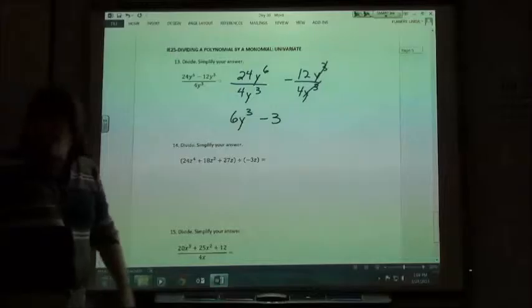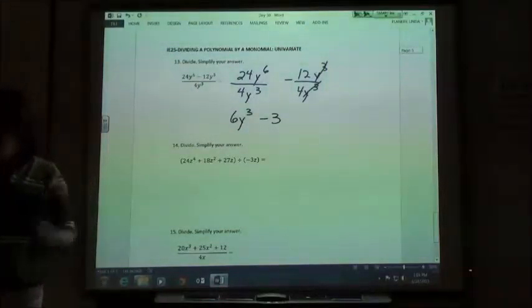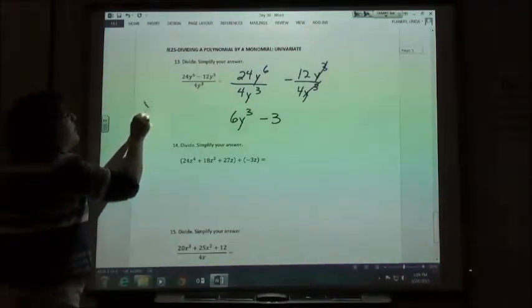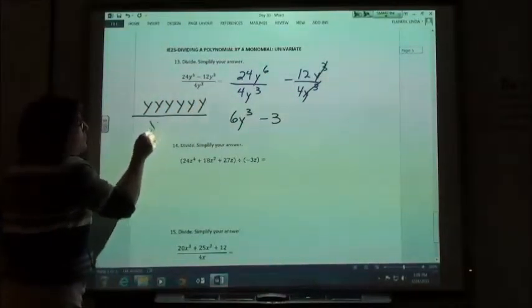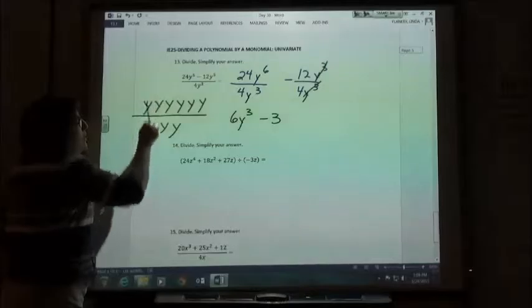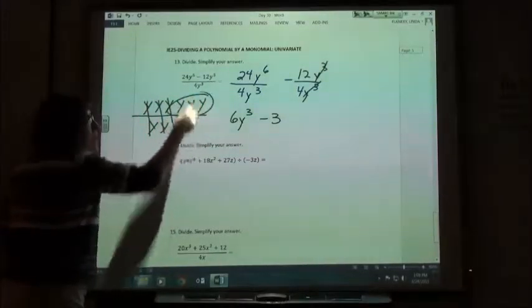What do we do with the exponents again? You subtract them. Right? Y to the 6th meant you had 6 of them on your list. Y to the 3rd means you only have 3. So we can cancel out 3, and we had 3 extra ones left over.